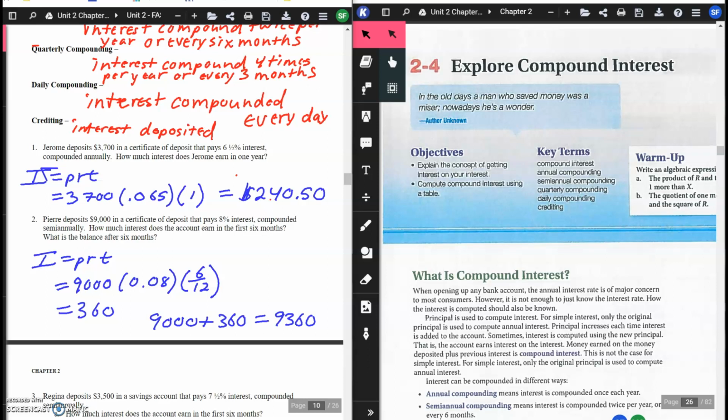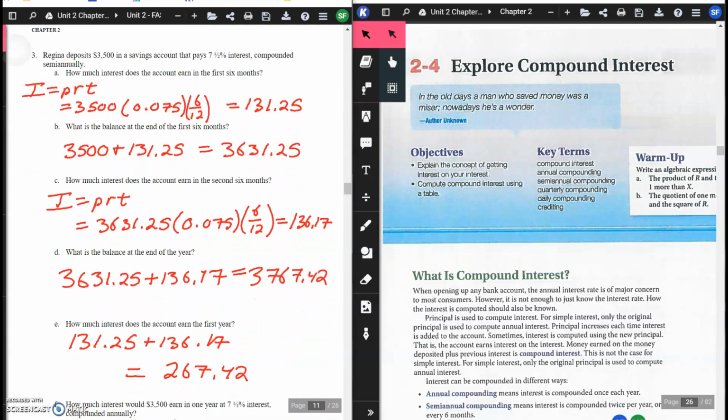Number 2, Pierre deposits $9,000 into a CD that pays 8% compounded semi-annually. How much interest after 6 months? Again, same formula, I equals PRT. So 9,000 times 0.08 for 8% times 6 over 12, because remember T is in years. So there are 12 months in 1 year, so 6 divided by 12. Multiply all three together, and you get $360 in interest. You take that interest and add it to the money that you originally deposited, so 9,000 plus 360 gives you a total balance of $93.60.